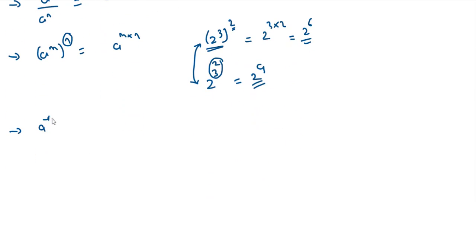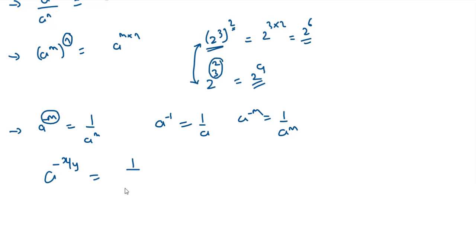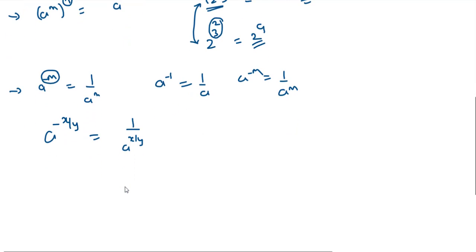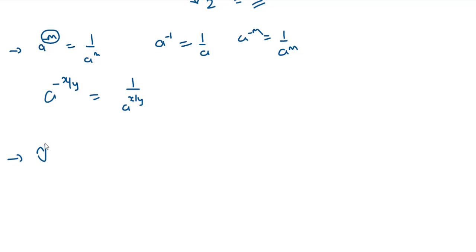A raised to minus m. So if the power is negative, this can be written as 1 upon a raised to m. This negative sign indicates the inverse, as in if we write it as a raised to minus 1, we know it is 1 upon a. So a raised to minus m can be written as 1 upon a raised to m. Similarly, a raised to minus x by y can be written as 1 upon a raised to x by y.